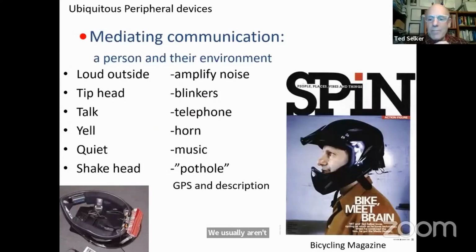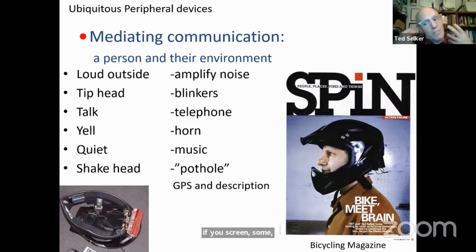This is an example that got in Bicycling Magazine at some point. Now there's starting to be things a little bit like it, but the point is that this helmet mediates communication from the environment to us. So when you go over a bump, it will record that place and whatever you said about that place, if there was a pothole or if you fell or whatever the reason is. And if you scream some obscenity, it covers up that with a 130 decibel horn.